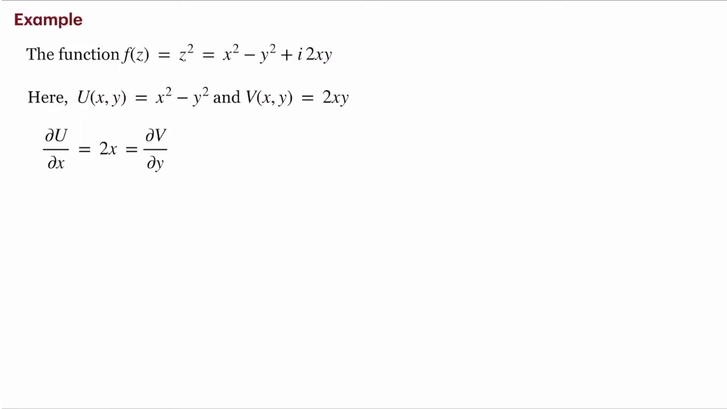So it satisfies the first Cauchy-Riemann condition. Let's take a differential of u with respect to y. Now we get minus 2y. It is the same as multiplying minus 1 into differentiating v with respect to x. So we get the Cauchy-Riemann condition satisfied for both equations, and we see that this is an analytic function.